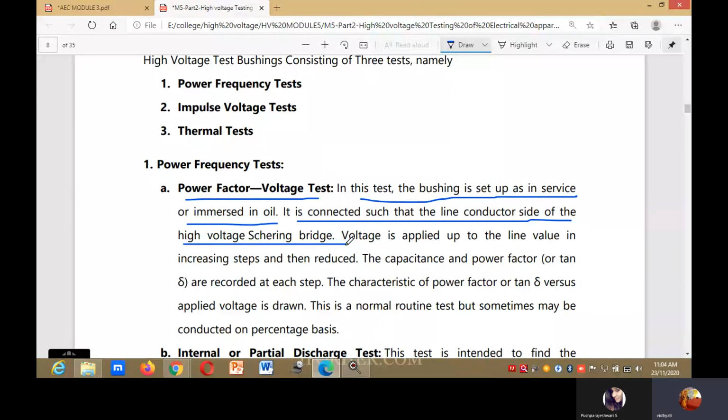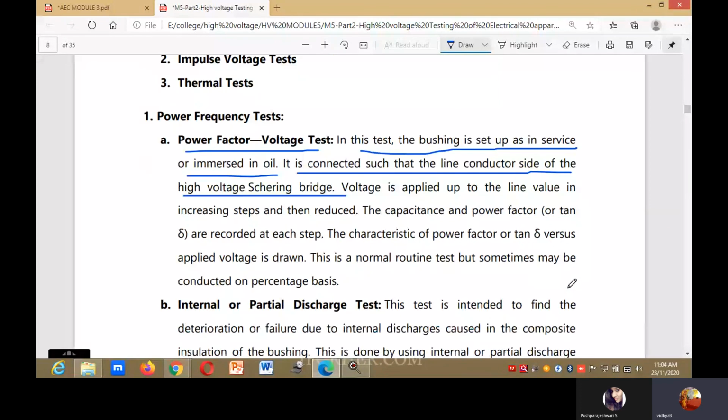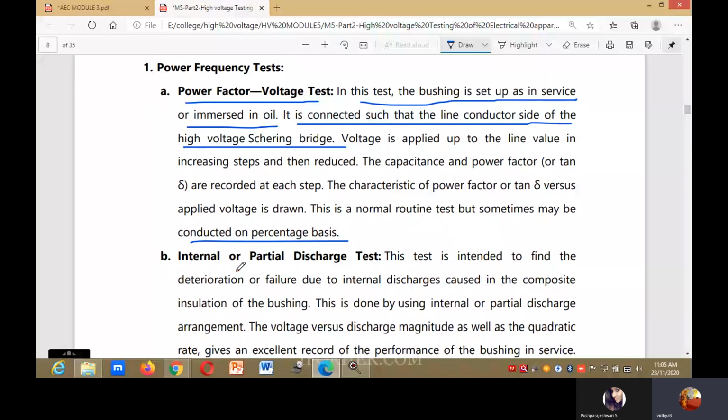The capacitance and power factor are recorded at each step. The characteristic of power factor or tan delta versus applied voltage is drawn. This is a normal routine test, but sometimes may be conducted on a percentage basis. Okay, next is the internal or partial discharge test. This I will explain in the next class.